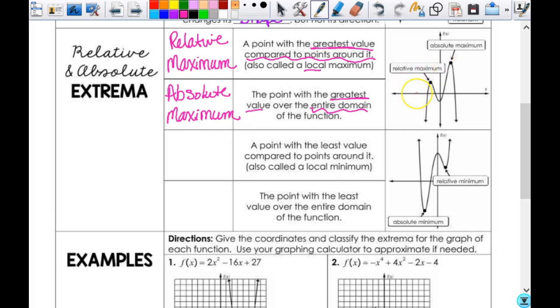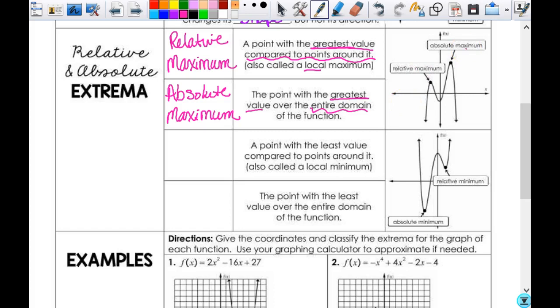So when you're doing relative max, you're looking at just part of the domain. So if we went from like -10 to 0, this would be the relative max because it's the maximum in that interval. But overall for the function, here's my absolute maximum.